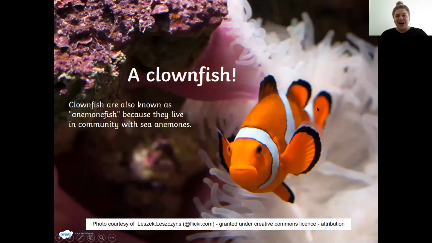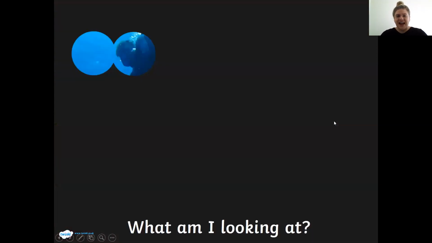It's a clownfish. So this is a clownfish. Clownfish are very beautiful fish. They're very brightly coloured. They're usually orange, and they've got white stripes. And if you've ever seen the film Finding Nemo, you might have seen this fish before. It's a really, really good film. And Nemo, he is a clownfish. So it's a very, very beautiful fish, and they live deep in the ocean. Okay, let's go on to the next one.